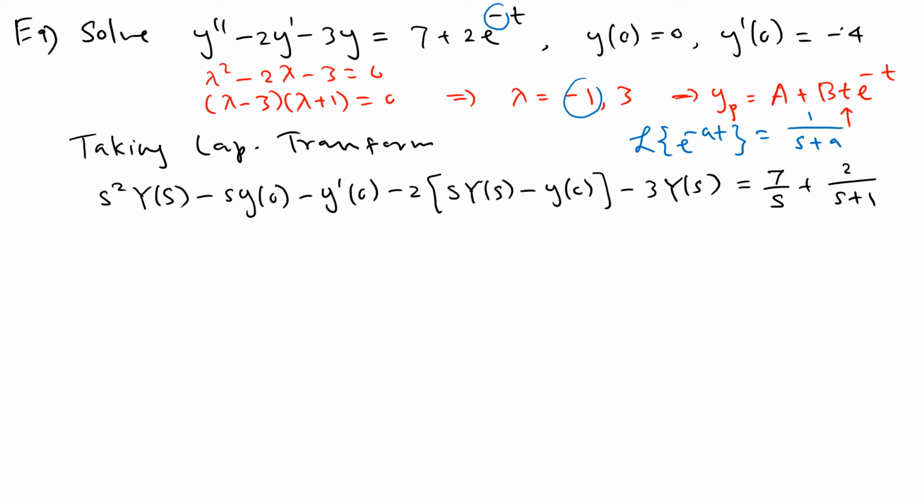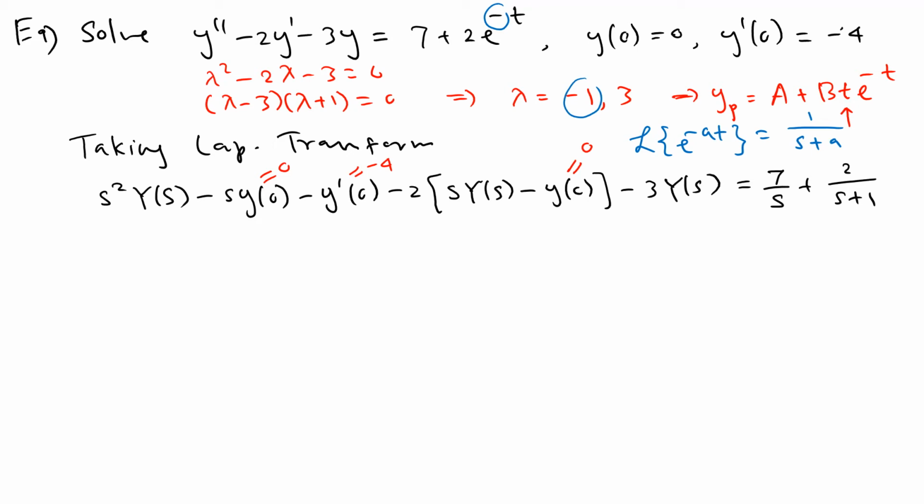Now we have the transforms. Let's substitute the values that we have. So this is 0 and this is also 0. So those two terms are gone. This is a negative 4. Okay, that's what we have. That means positive 4. Once you bring it to the other side, it becomes negative 4 again.